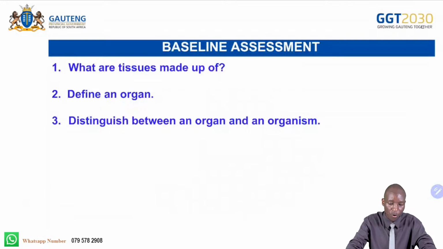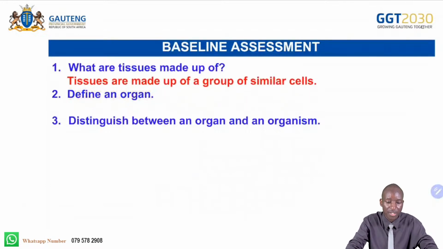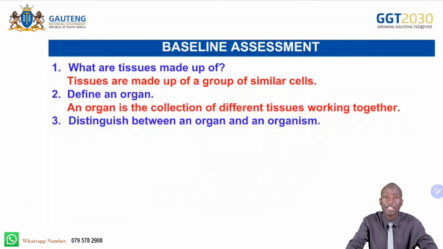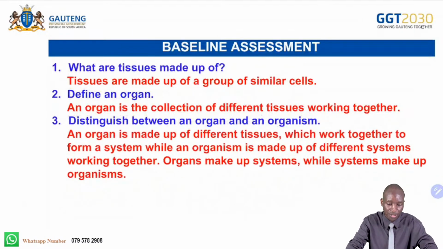Let's look at our activity. Number 1, what are tissues made up of? Tissues are made up of groups of similar cells. Number 2, define an organ. An organ is the collection of different tissues working together. Then number 3, the final one, distinguish between an organ and an organism. How do these two differ from each other?